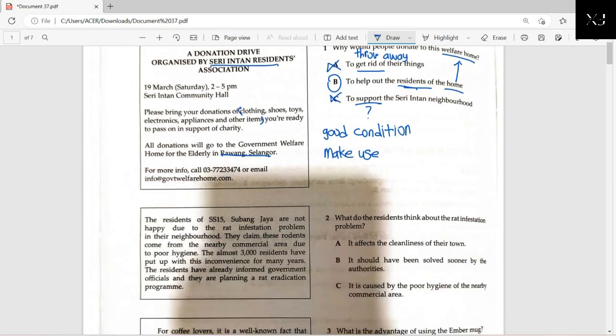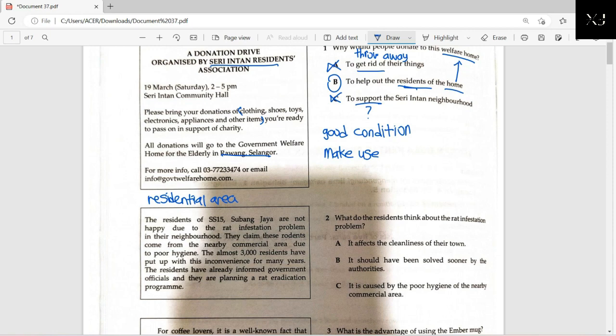The residents of SS15 Subang Jaya are not happy due to the rat infestation problem in their neighborhood. So what is rat infestation? I'm assuming you guys know what a rat infestation is like. Neighborhood, I hope that you all know what is neighborhood. It's basically your residential area, your taman. So if we say there's a rat infestation, it means that in this particular area there's too many rats. Sometimes your house has maybe an ant infestation where there's suddenly too many ants and you need to get rid of them. Yeah, so this one is the same thing but with rats.